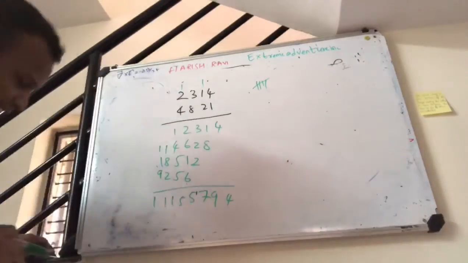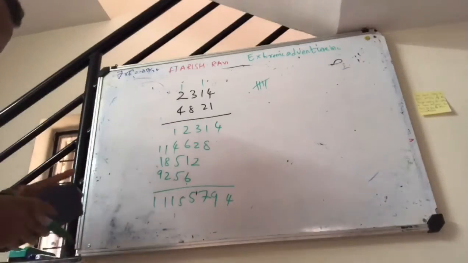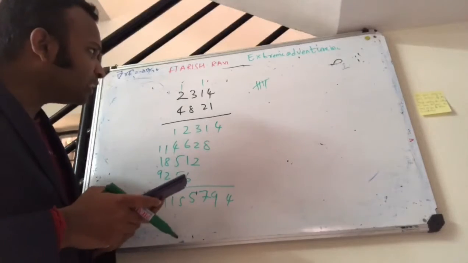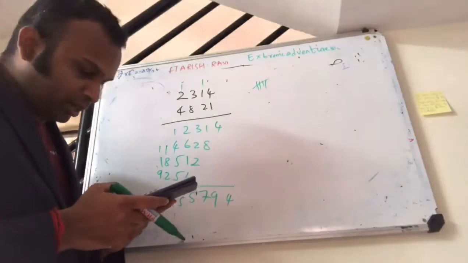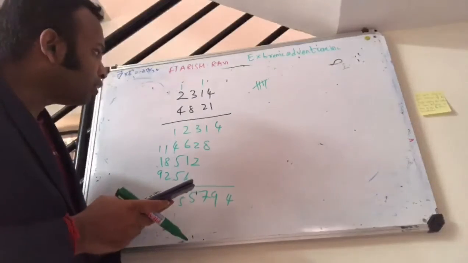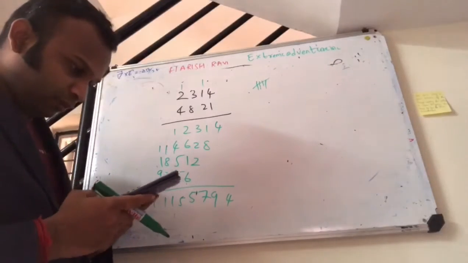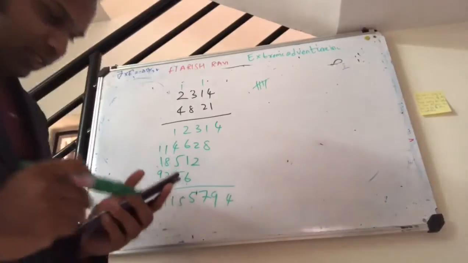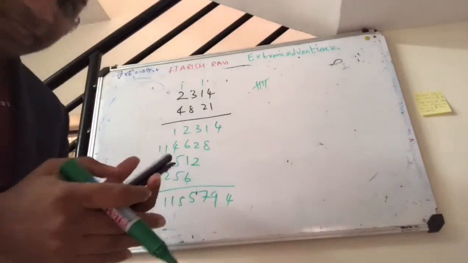So let's check with the calculator. I'm checking with the calculator. 2314 into 4821. Yes, it's 11,155,794.